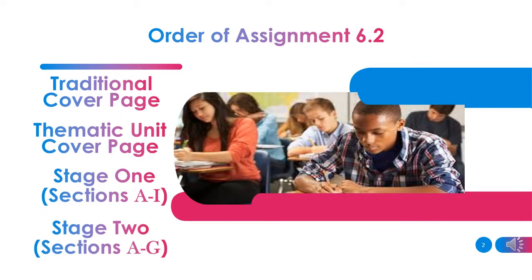In Assignment 6.2, you will begin by placing the traditional Southern New Hampshire University cover page, followed by the Thematic Unit cover page, and then Stage 1. This is everything that you did in Milestone 1, sections A through I. Then the new section for this assignment, Stage 2. You are only required to go through sections A through G.